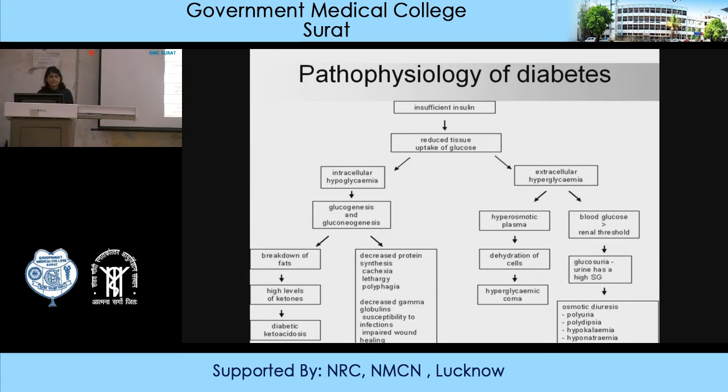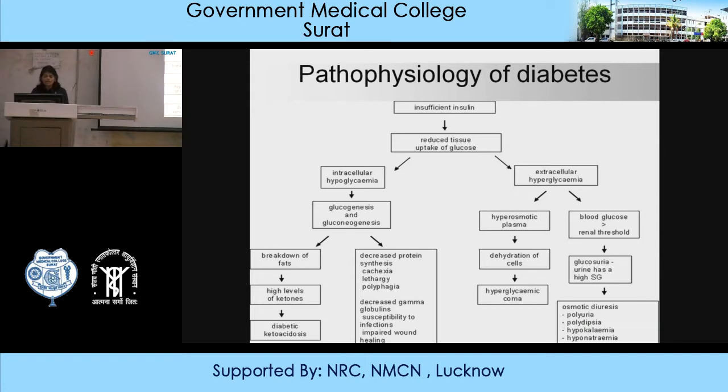As there is decreased glucose in tissue, negative feedback mechanism will come into action, and it will cause glycogenolysis and gluconeogenesis, right? And in turn, for gluconeogenesis, there will be breakdown of fatty acids, which will result in higher level of ketones, and ultimately the metabolic complication stage which will occur is known as diabetic ketoacidosis, right?